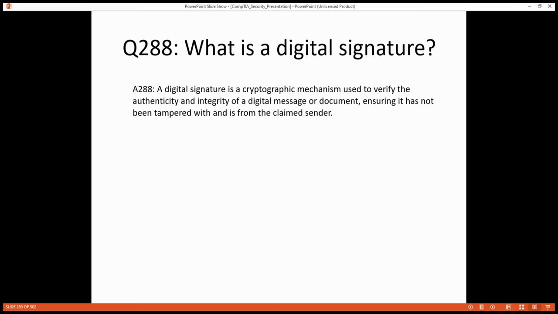Q288. What is a digital signature? A288. A digital signature is a cryptographic mechanism used to verify the authenticity and integrity of a digital message or document, ensuring it has not been tampered with and is from the claimed sender.